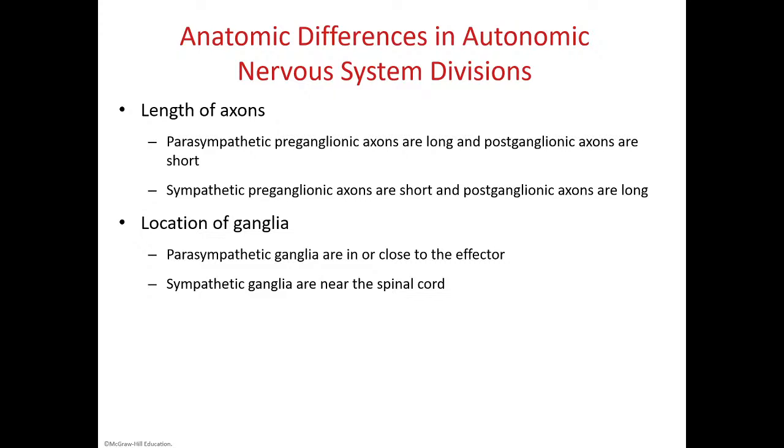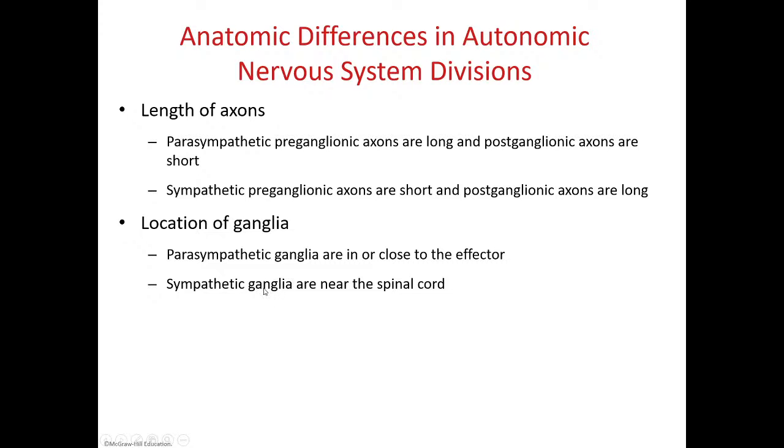Oh, also the location of the ganglia. So the parasympathetic ganglia are going to be close to the effector, and the sympathetic ganglia are going to be near the spinal cord. That almost goes without saying because, or rather, the length of the axons goes without saying because of the location of the ganglia, right? So the sympathetic ganglia are right next to the spinal cord, and so of course the preganglionic fiber is going to be short in order to reach a ganglion right outside the spinal cord.